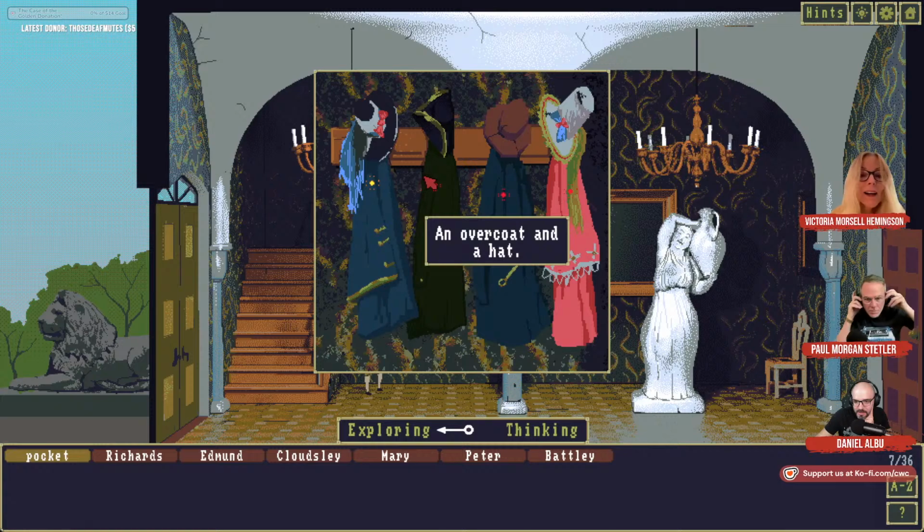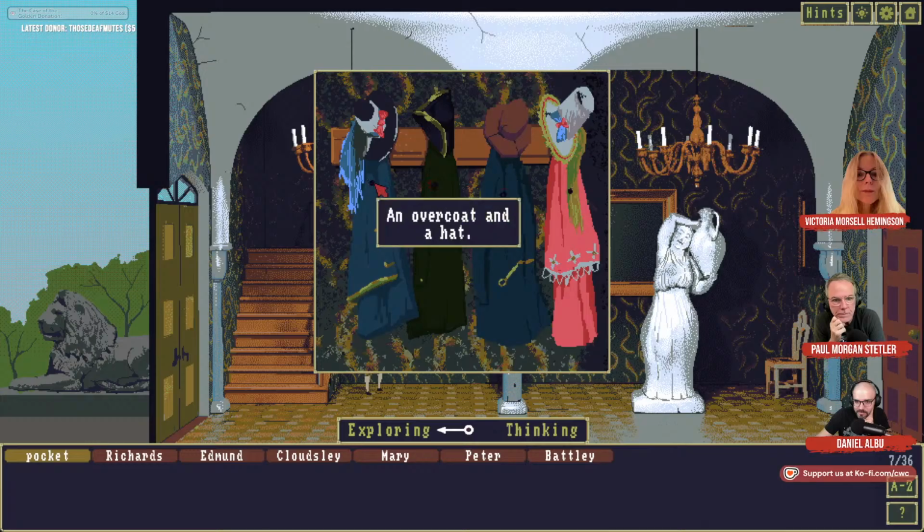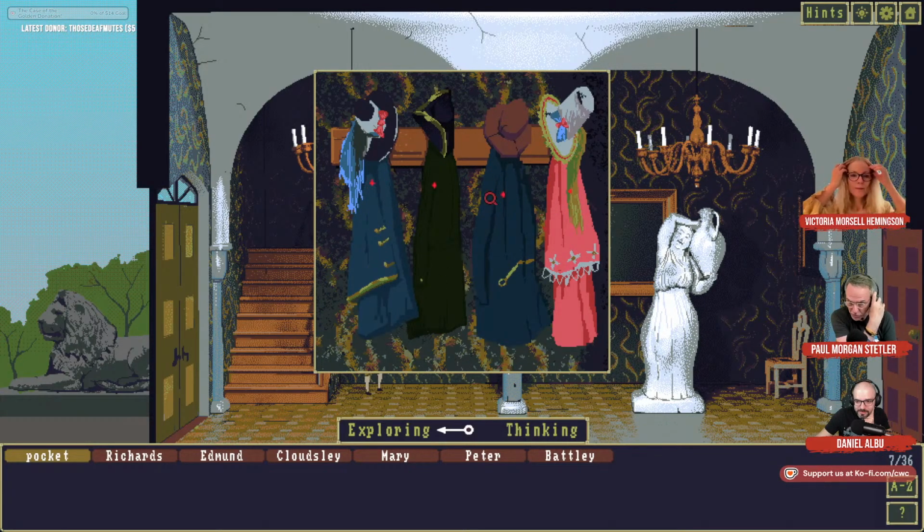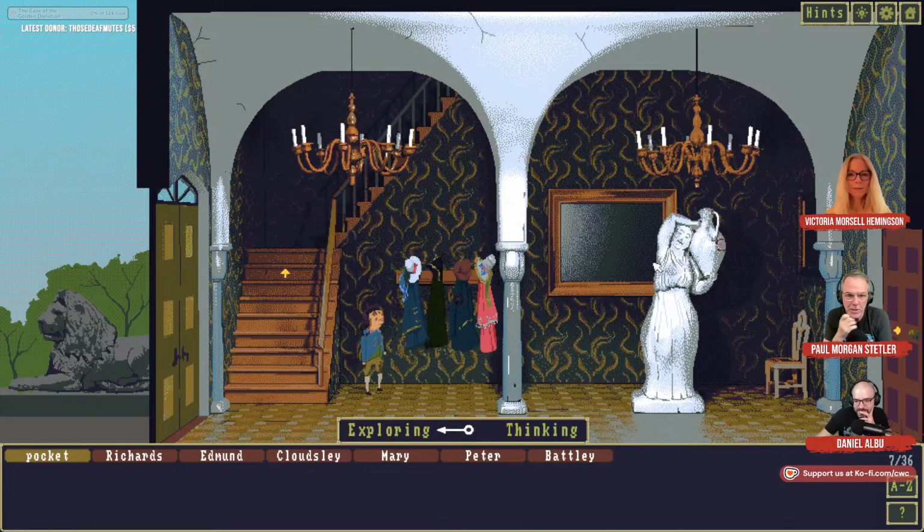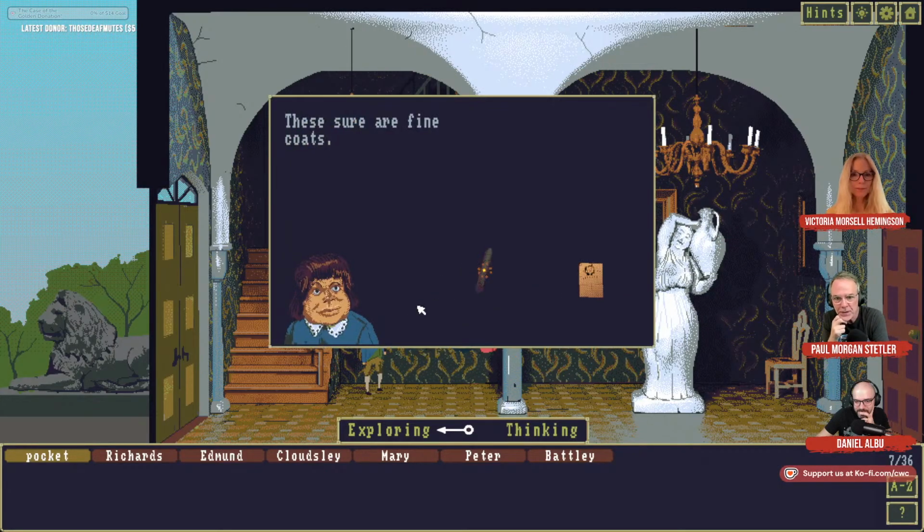Taking notes. Okay. An overcoat and hat. Ooh, a murderer would wear that. Mm-hmm. An overcoat and hat. Well, never mind. I don't think there's any murder. Is there going to be a murder here too? Is it murders everywhere we go? Mm-hmm. These sure are fine coats.